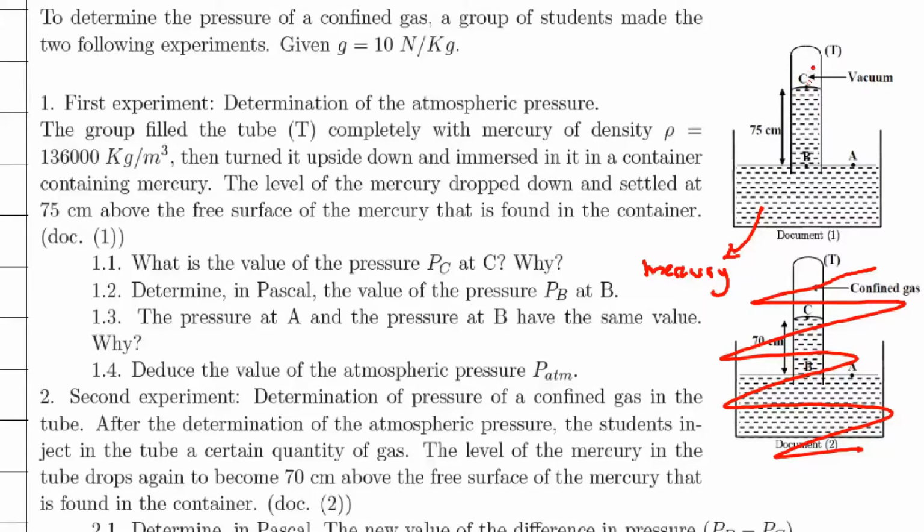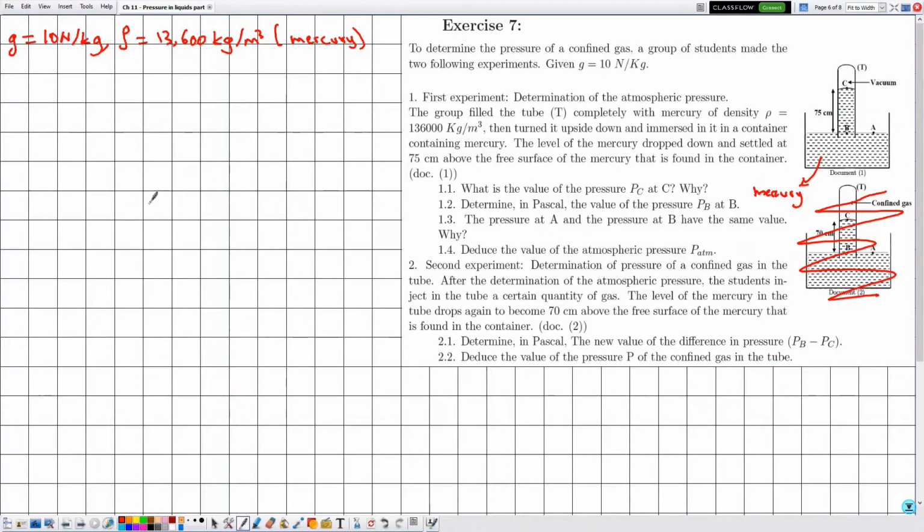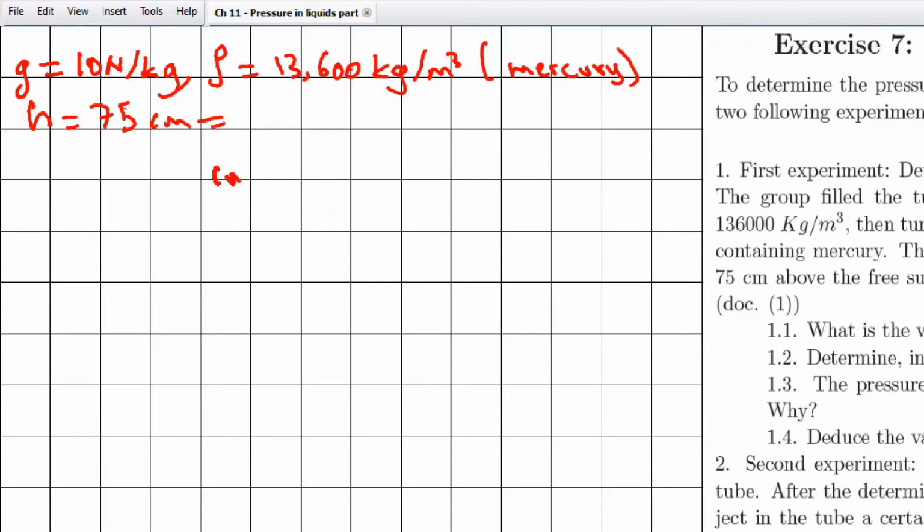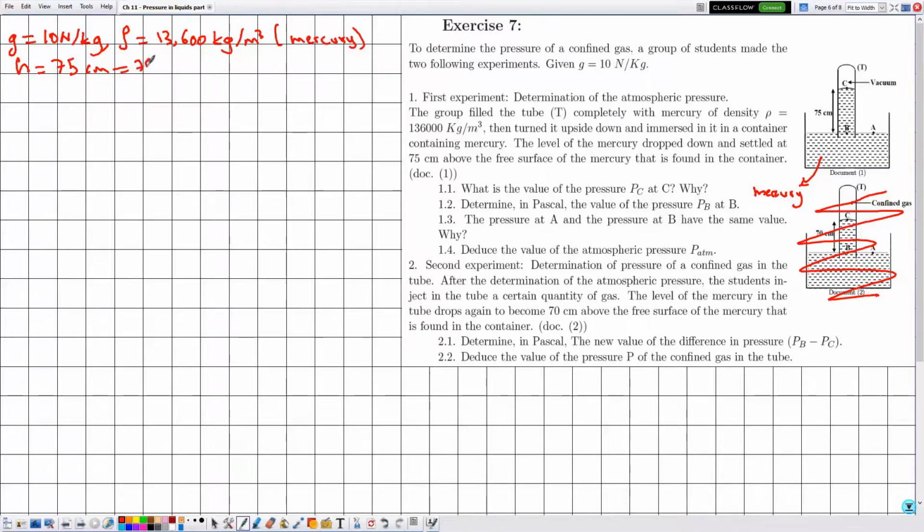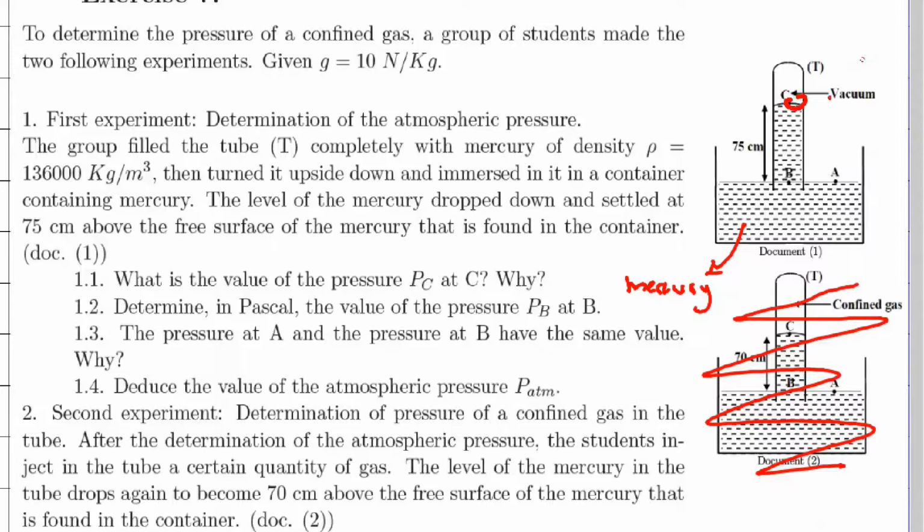So this is the tube T immersed in mercury. After turning it upside down, the level of mercury dropped down to 75 centimeters. Let's denote this height to be h equal to 75 centimeters. Knowing that centimeters is not a unit of length in the SI, in order to convert from centimeters to meters, we simply divide by 100. Then 75 divided by 100, so the height is given by 0.75 meters. And here notice that above the point C, as indicated, we have vacuum.